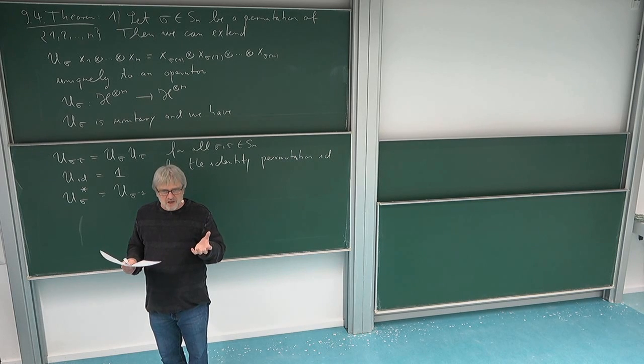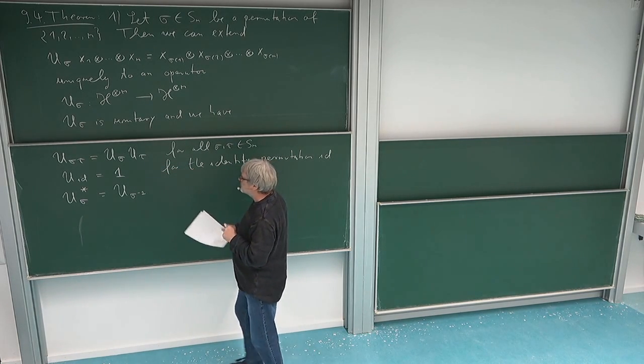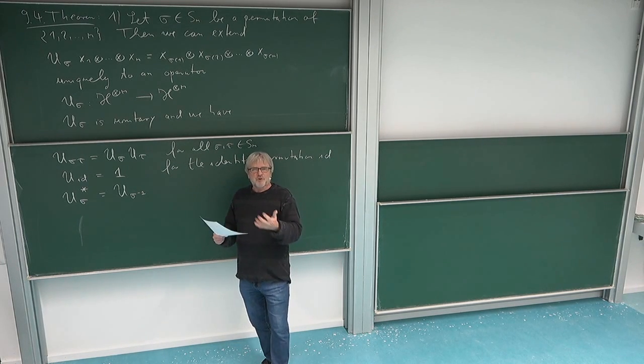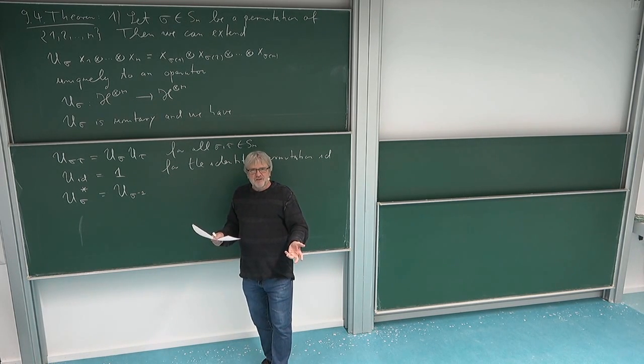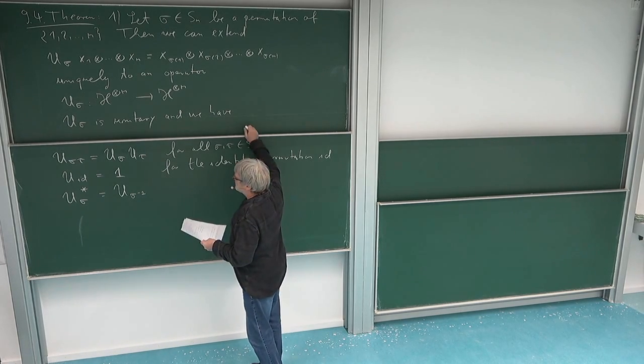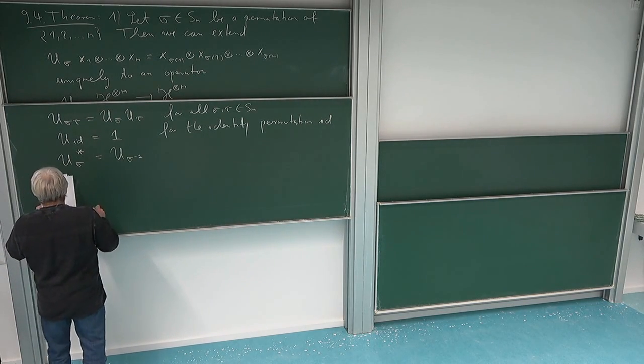Of course, symmetric should mean that if I do any permutation, I get the same vector. So what I should consider is now an operator which sums over all these U sigmas, because this operator can then check what happens if I'm permuting my factors in any way. Good, so that's maybe the main object we want.